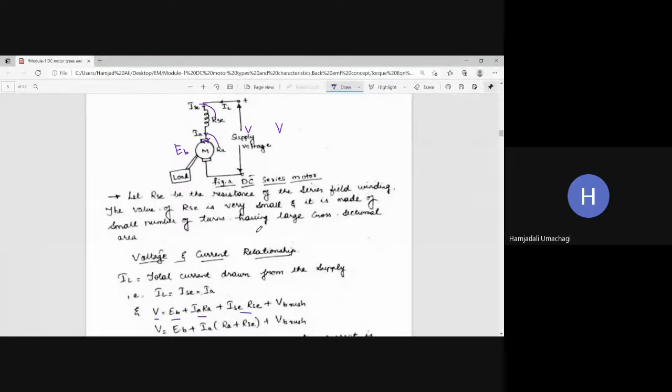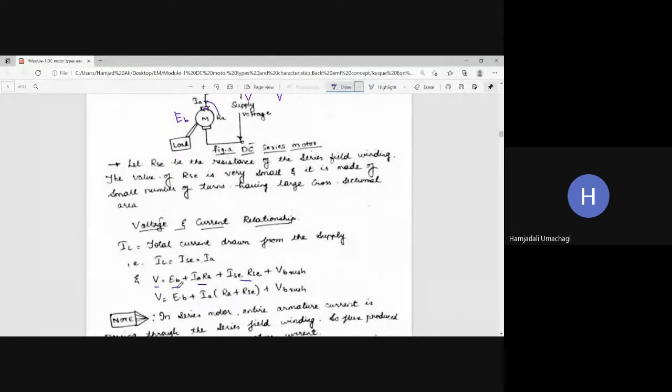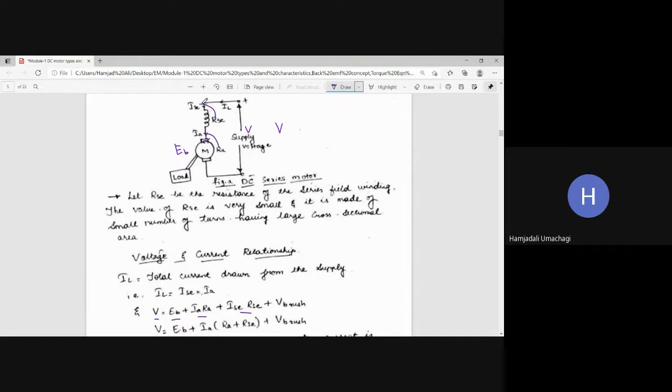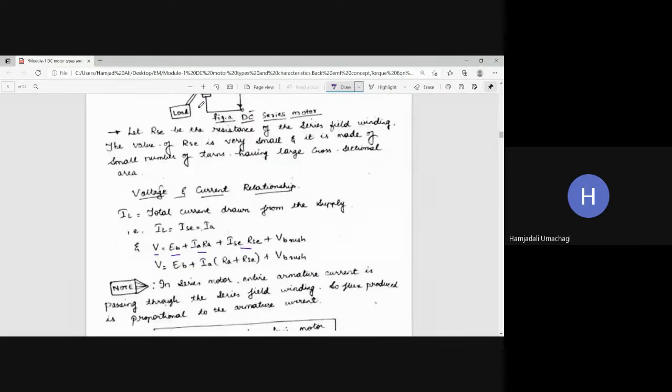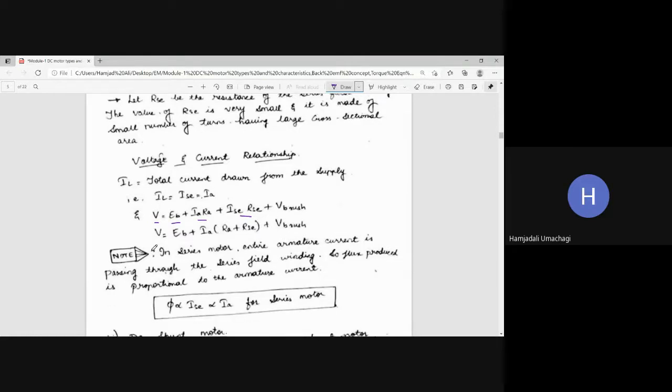Then you can see that this same equation can be modified now. V is equal to EB plus Ia into Ra plus RSC plus V brush. You can see that Ia is treated as Isc, yes or no? Ia and Isc both are the same. In that case, I can replace this Isc by Ia. Then the equation becomes Ia into Ra plus RSC plus V brush. Note, in a series motor, the entire armature current is passing through the series field winding. So the flux produced is proportional to the armature current.